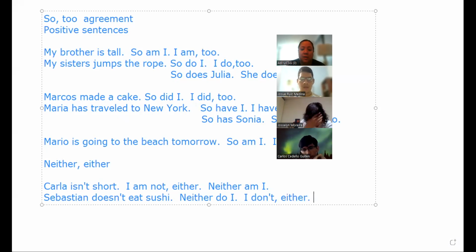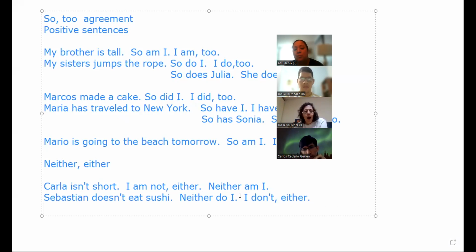You got it, Josue? You have to identify the tense. If you have present, you use present. If you have simple present verb to be, you use present verb to be. But in the correct structure, when you use either, you need to use negative form here, comma plus either. If you use neither, you use neither plus the verb plus subject.